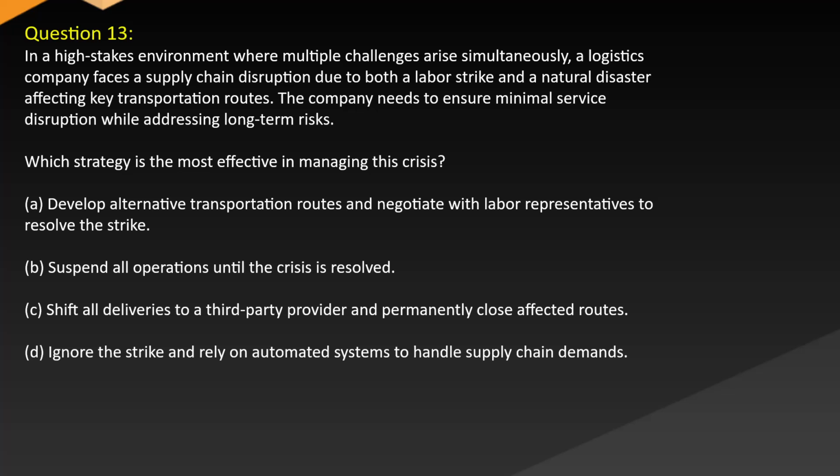A. Develop alternative transportation routes and negotiate with labor representatives to resolve the strike. B. Suspend all operations until the crisis is resolved. C. Shift all deliveries to a third-party provider and permanently close affected routes. D. Ignore the strike and rely on automated systems to handle supply chain demands.